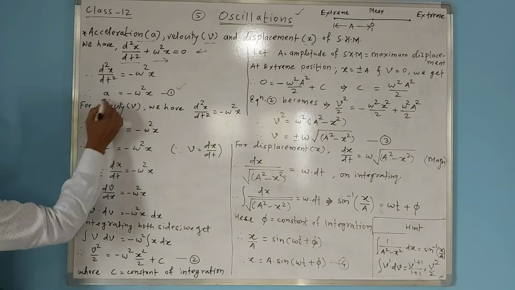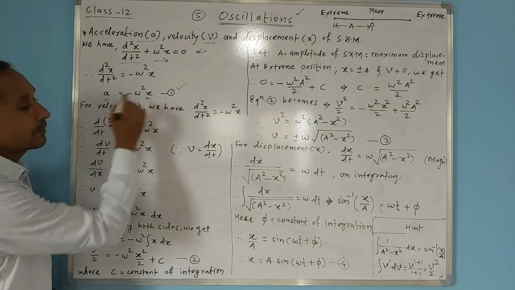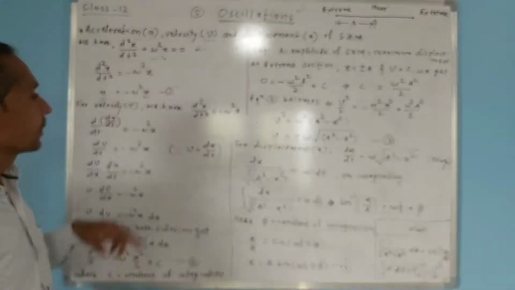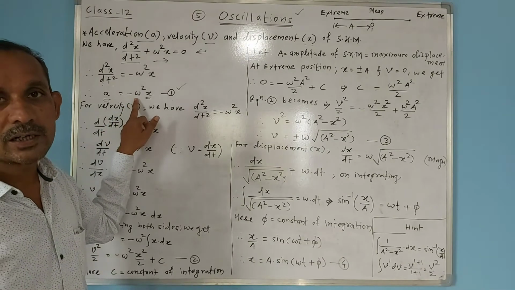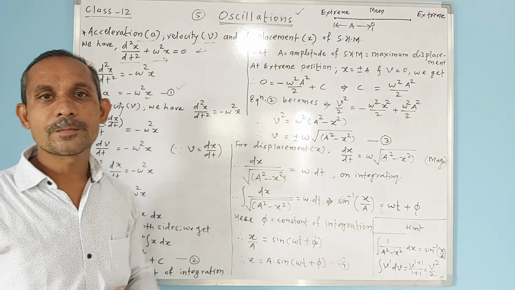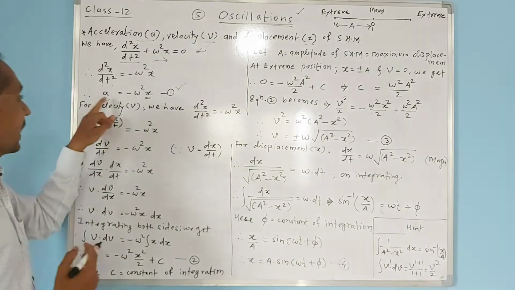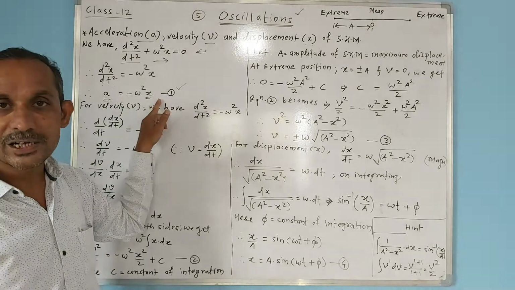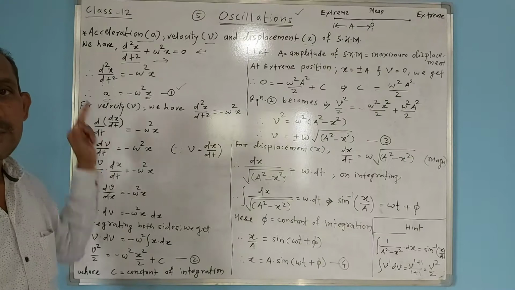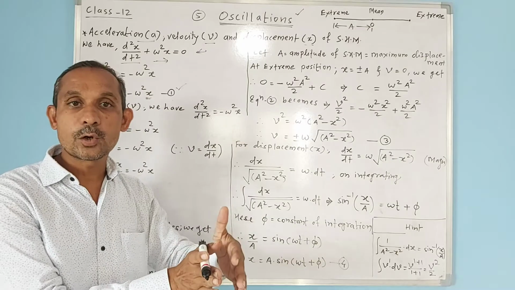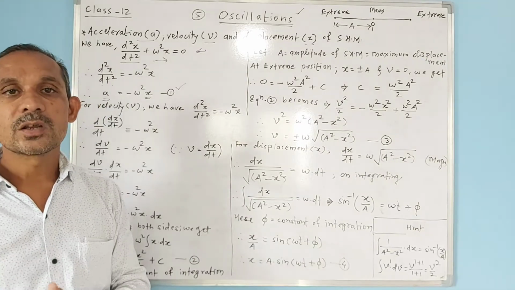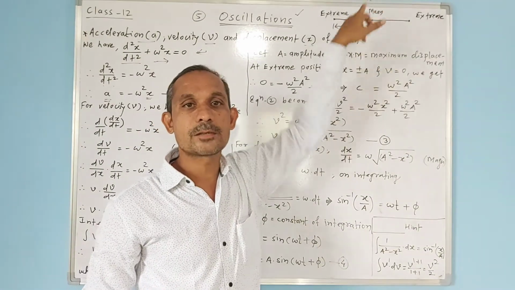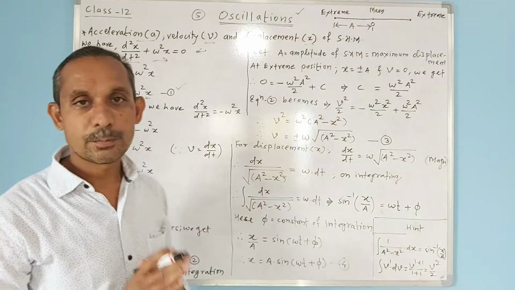So the acceleration of the particle depends on the displacement only. As we know, omega, the angular velocity, is always constant for the given simple harmonic motion. So acceleration only depends on the displacement. As the displacement is more, acceleration will be more. When the displacement is minimum, that is 0, acceleration will be 0. So acceleration will be 0 at the mean position because the displacement is 0 at the mean position.